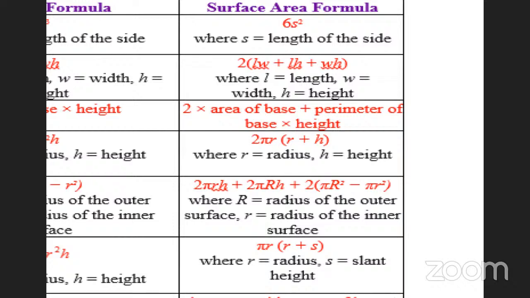Yes, surface area formula. How do you find surface area? Anybody else? Generally, how do you find surface area? Generally, add up all the areas, right? Add up all the area for each side, right?